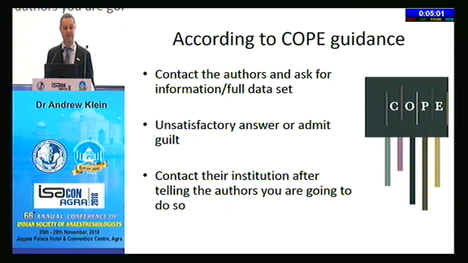So if we get a paper that we think is fraudulent, we will contact the authors and ask them to explain it, and then if they can't explain it, then we will contact their institution and ask them to explain it.